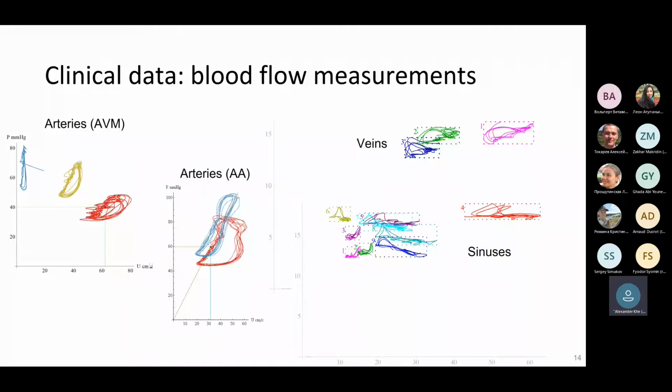On the left, this is for arteriovenous malformation during the embolization procedure, and in the middle, this is for arteries with arterial aneurysms, and on the right, the top diagrams are for veins, and the lower ones are for sinuses. What's interesting here is that over time, the point on the curve goes counterclockwise for arteries and clockwise for veins and sinuses. And you can also see that the shapes of these diagrams are obviously different.